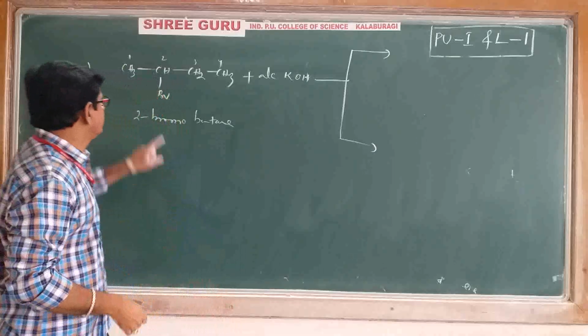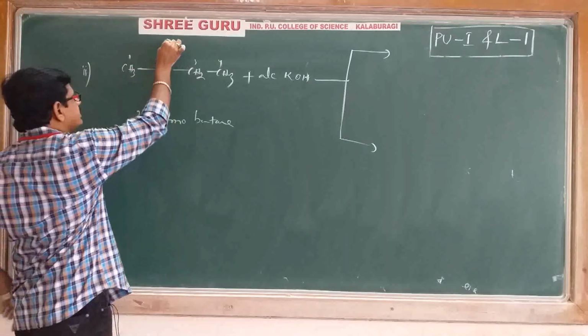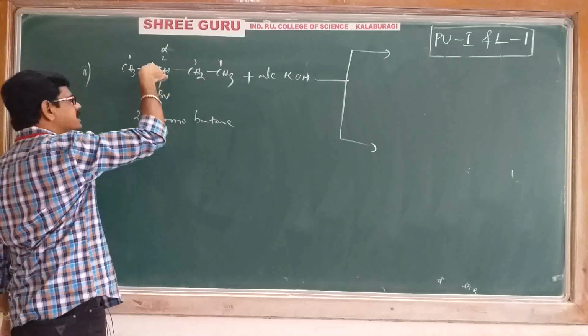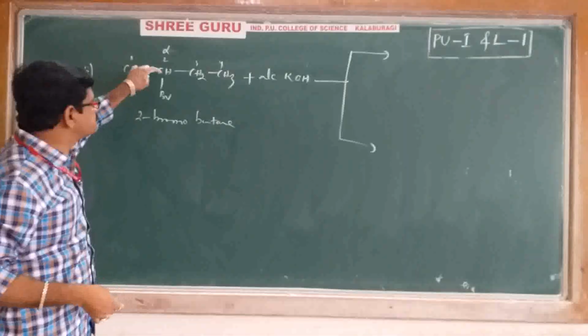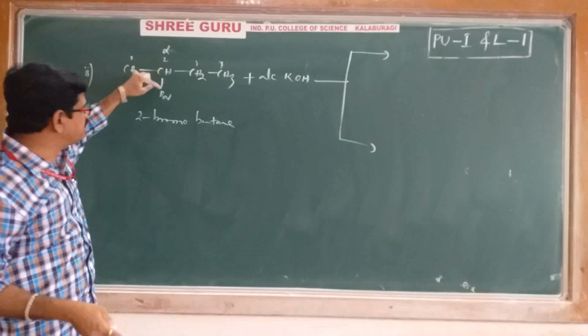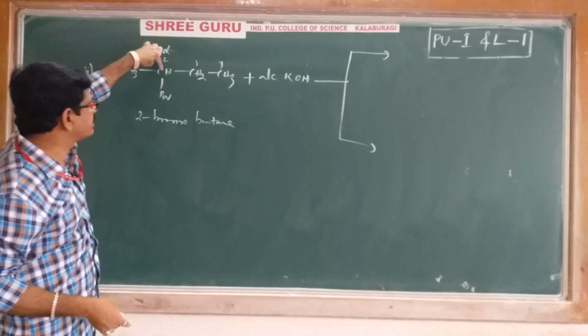The halogen-attached carbon is always the alpha carbon, no doubt. Even though its position is in the middle of the chain, its name is alpha carbon. It is the alpha carbon only.